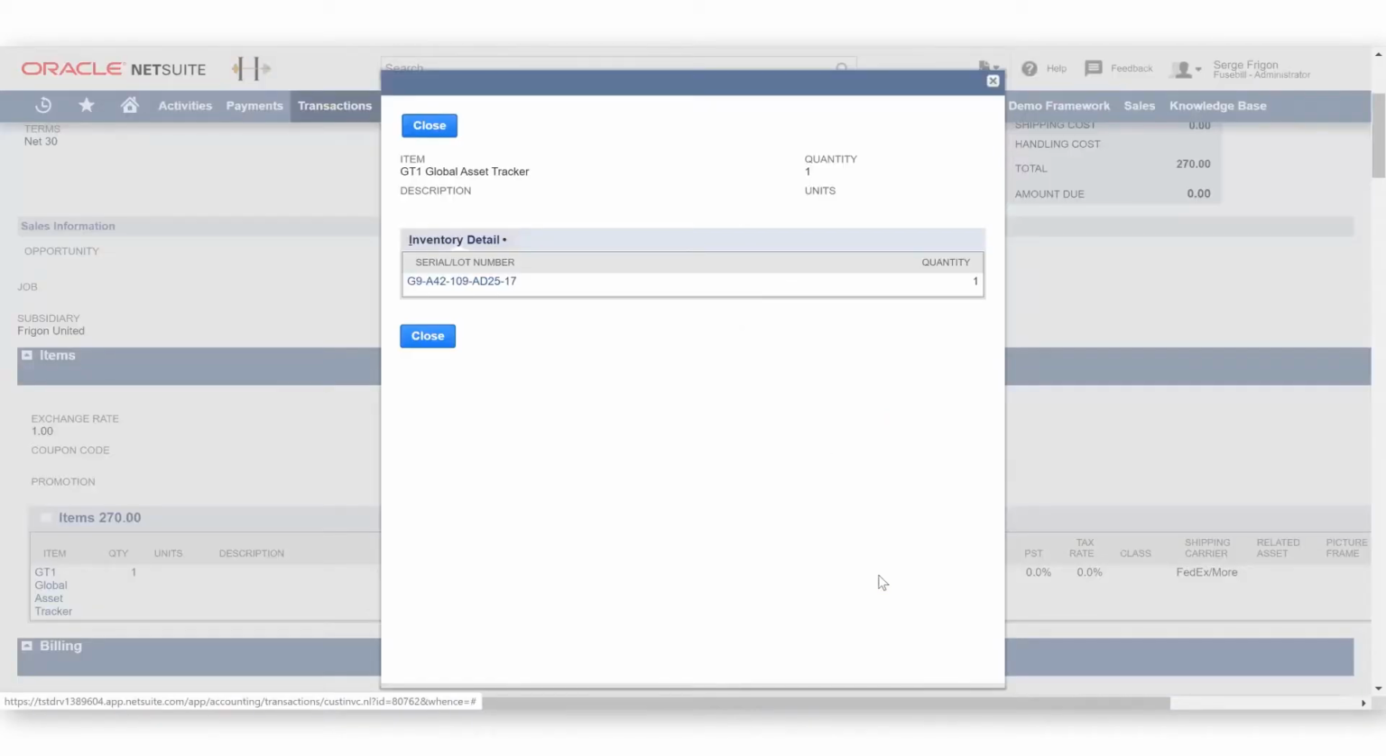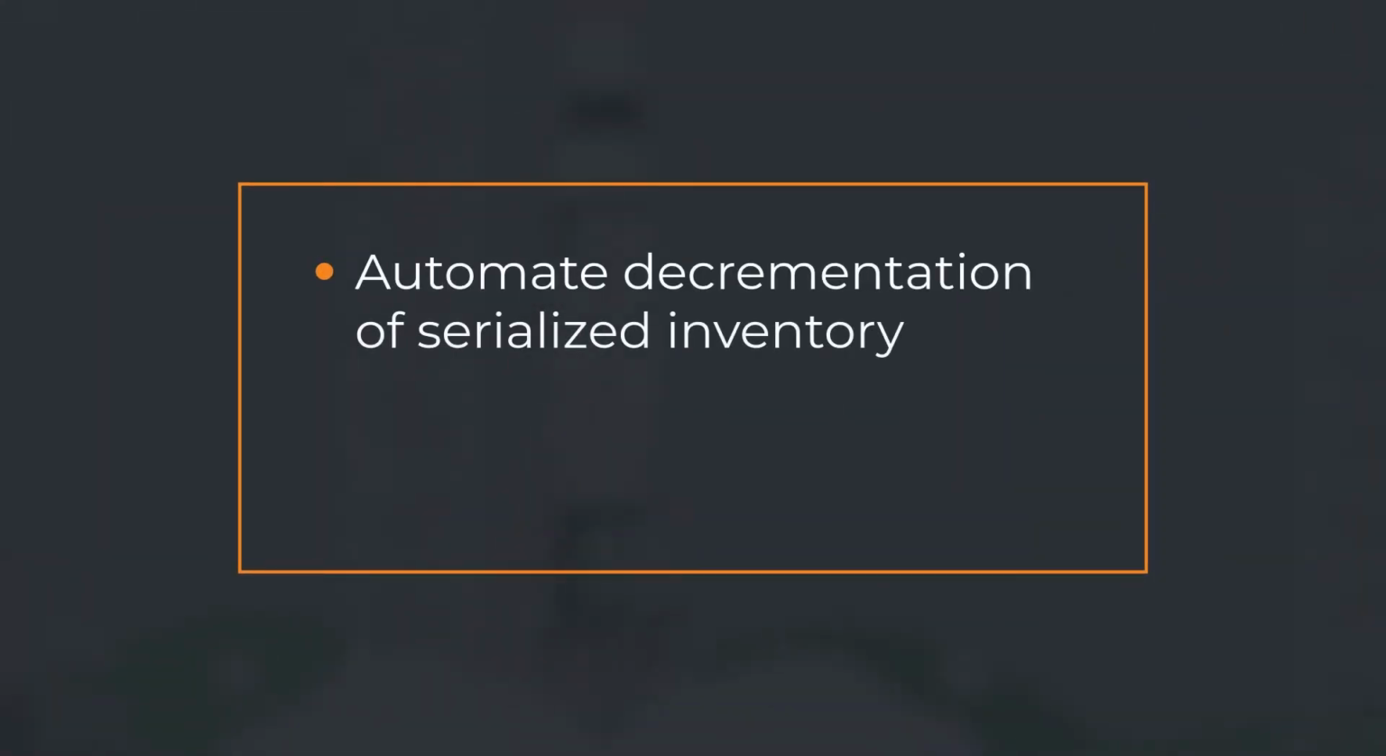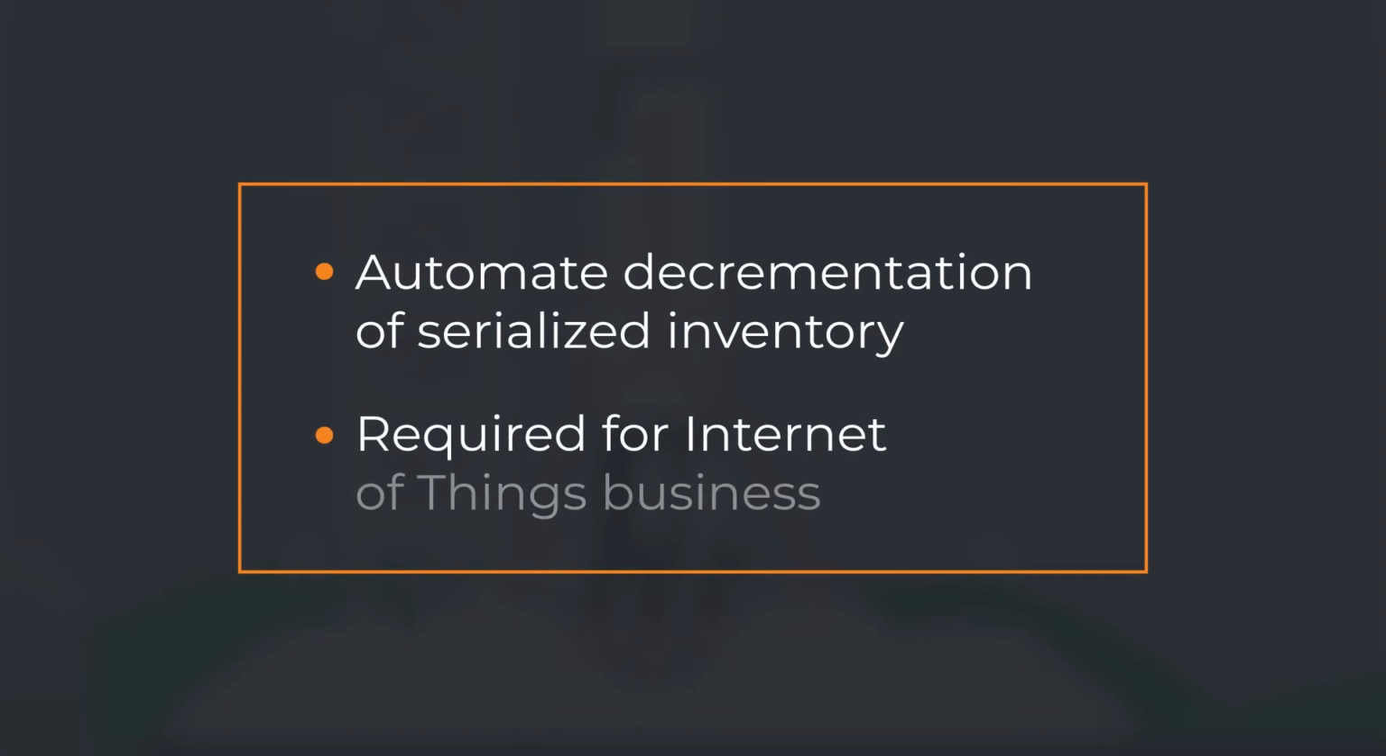The tracked item in Fusebill generates an entry on the invoice. The unique serial number that's part of the unique reference on the tracked item will appear here. This is how Fusebill can automate decrementing serialized inventory automatically in the invoices sent across to NetSuite. Important functionality for Internet of Things businesses.